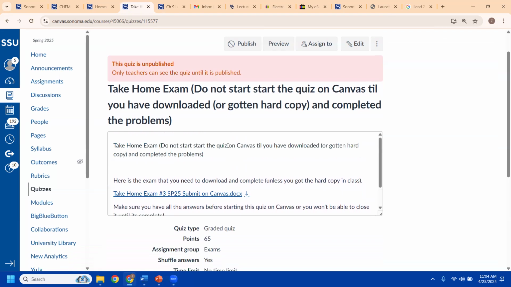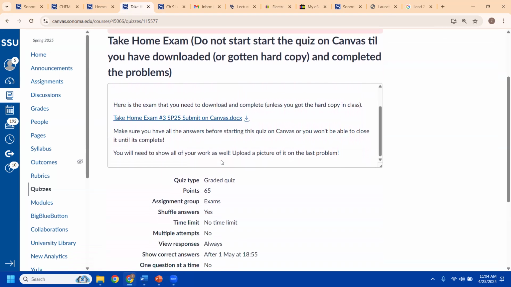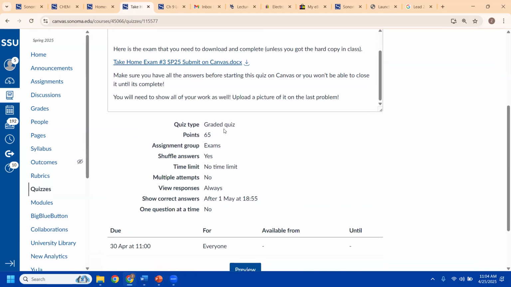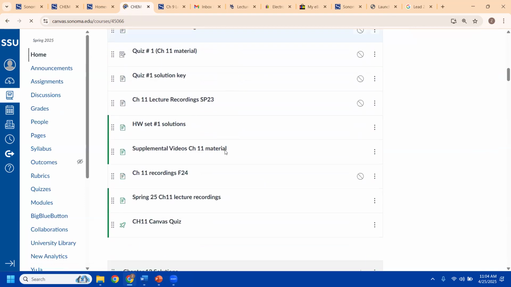Do not start. Here's the exam. Make sure you have all the answers. Basically, I forgot to write that on here. No internet. You can use your notes. You can use my notes, and you can use anything that I have on Canvas. So if you look on Canvas, let's take a quick look at this.